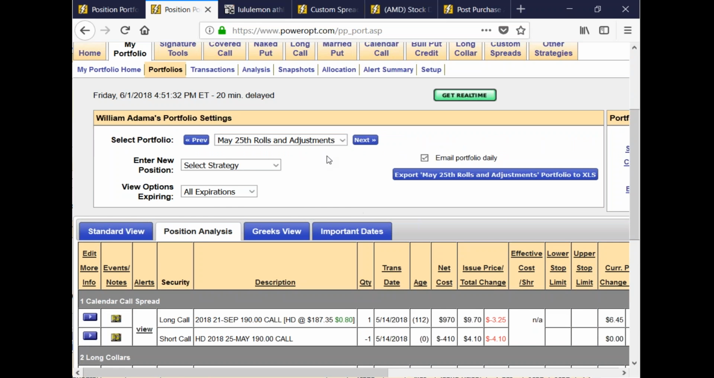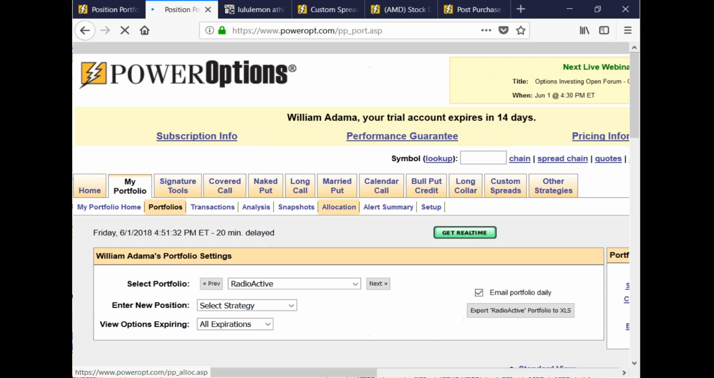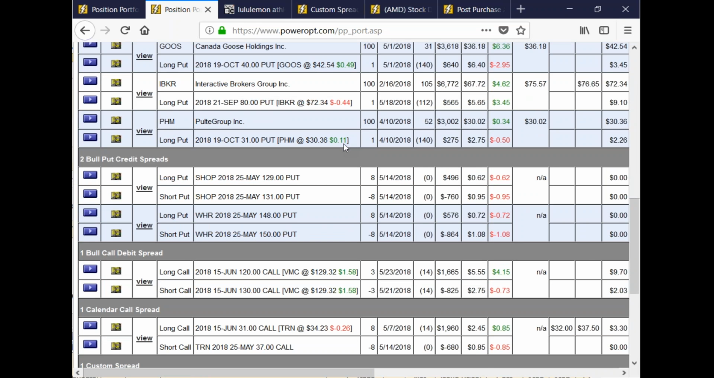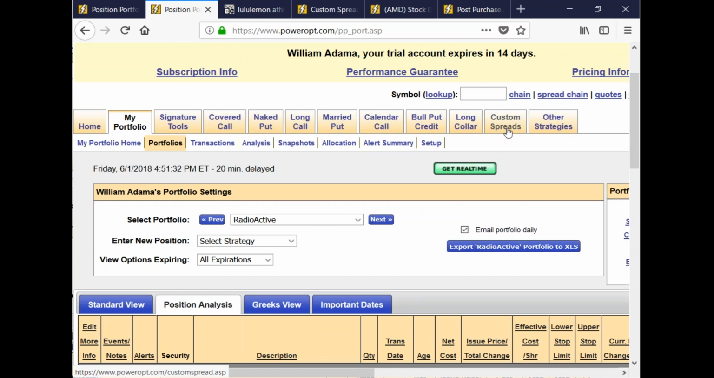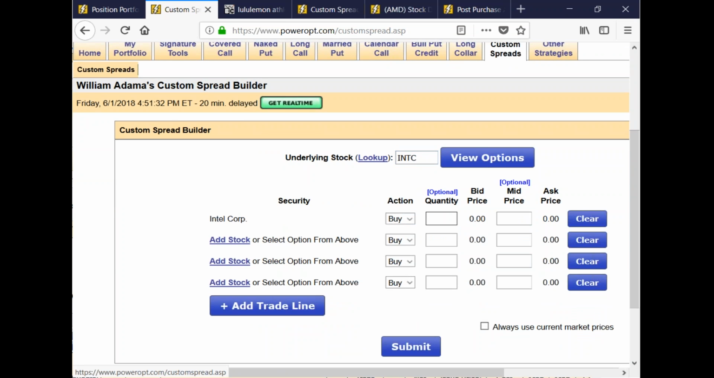Now I'm just going to go back to our May 25th. Yeah, I don't have Intel in there right now. Let me see if I put it into the radioactive one. Now there's the married put on AMD that we did. Okay, I don't have it. All right, so we're going to have to build this on the fly. So let's just put in Intel. And I'm going to put in just 100 shares at 52.30.